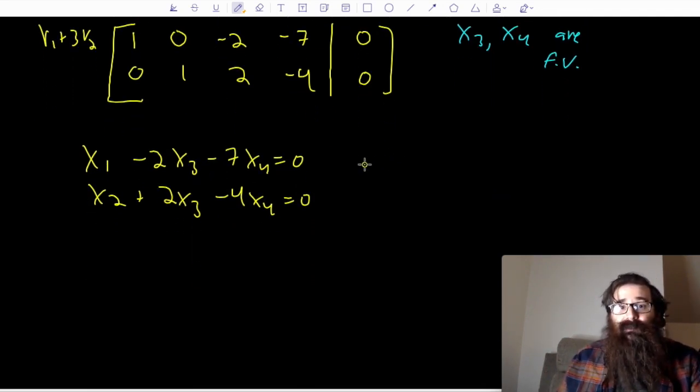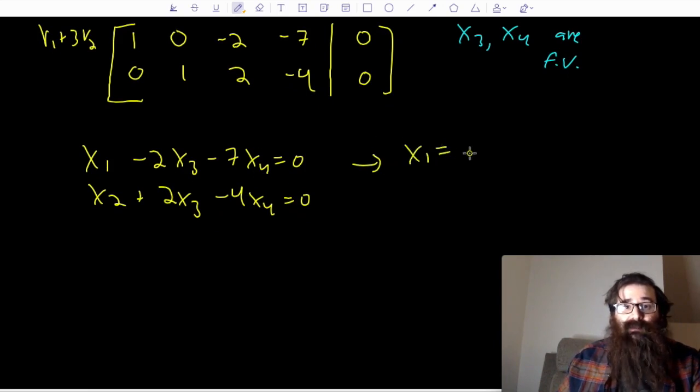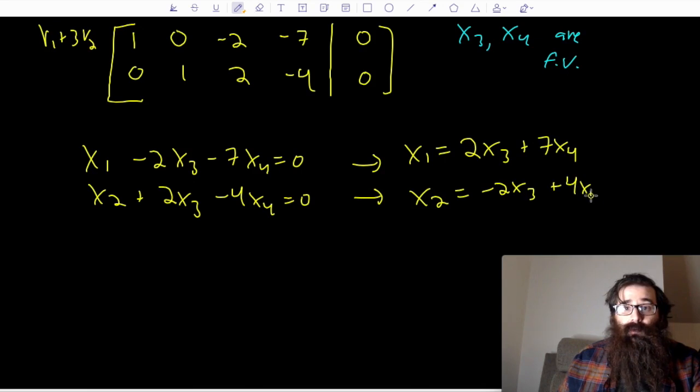So if I solve these, this first equation would be x sub 1 equals, I have to add these over. So x1 equals 2x3 plus 7x4. And then here, moving these to the other side, I get x2 equals negative 2x3 plus 4x4.